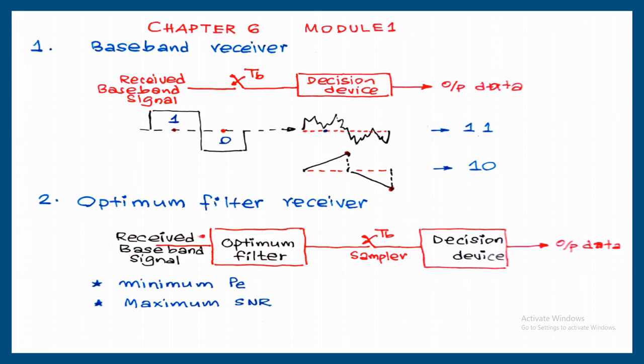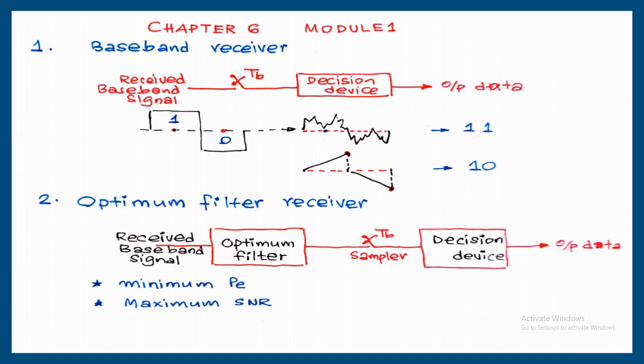So the received baseband signal goes through an optimum filter, and the switch is going to be closed for the decision at the output side. It is the same system, but we are using an additional part, that is, an optimum filter. The function of that optimum filter is to minimize probability of error, and the probability of error can be minimized if the system can maximize signal to noise ratio. Because later we will get an expression, probability of error depends on signal to noise ratio. If the signal to noise ratio can be increased, probability of error can be decreased.